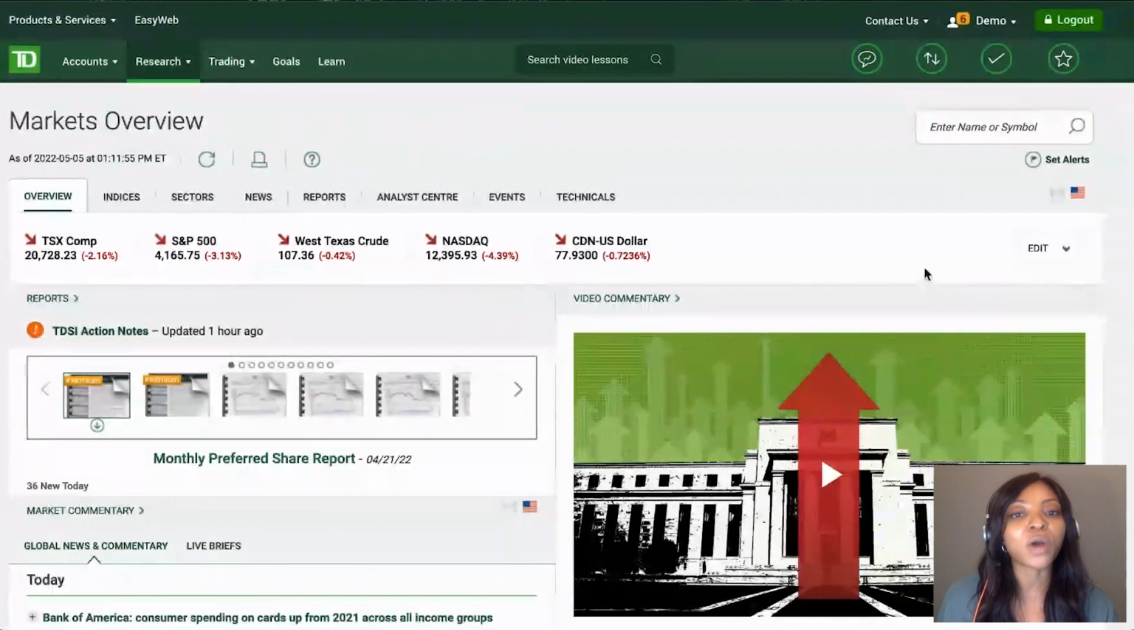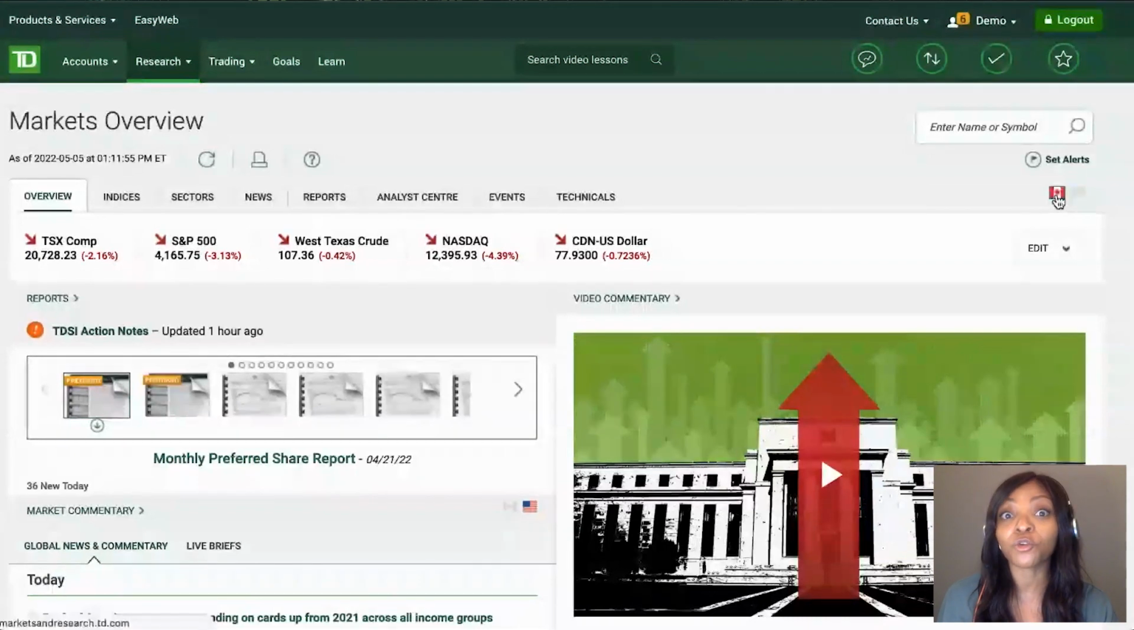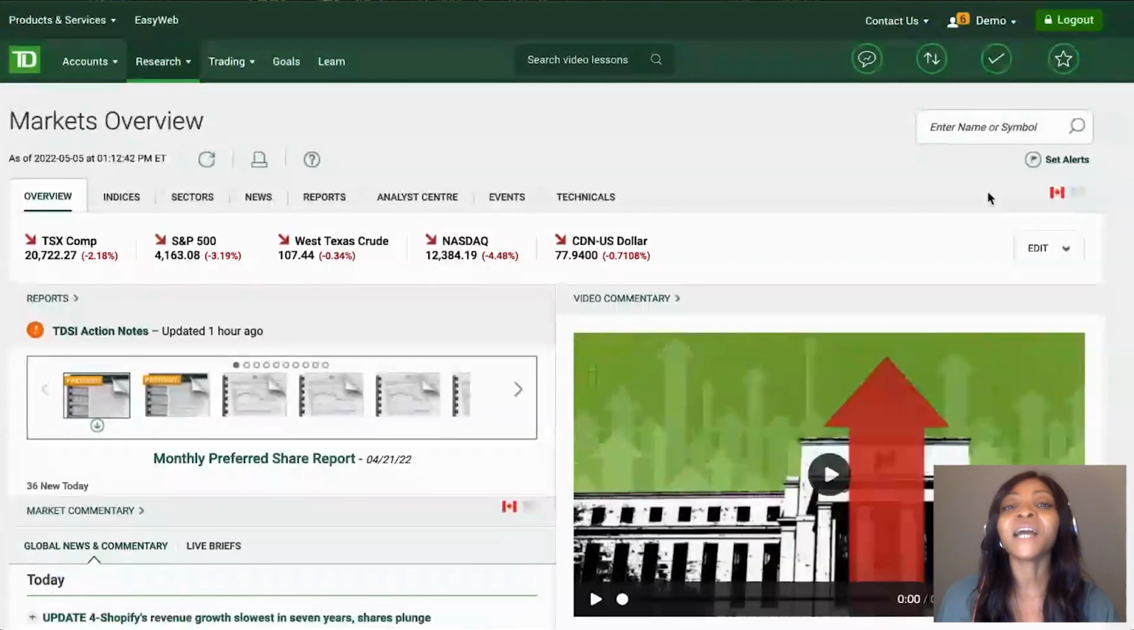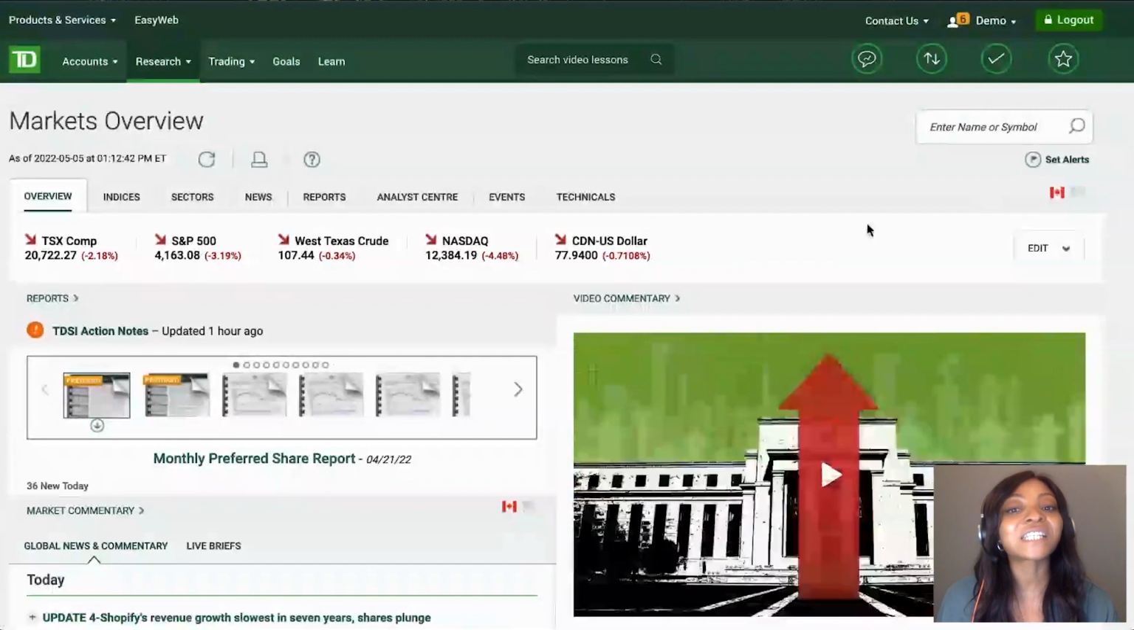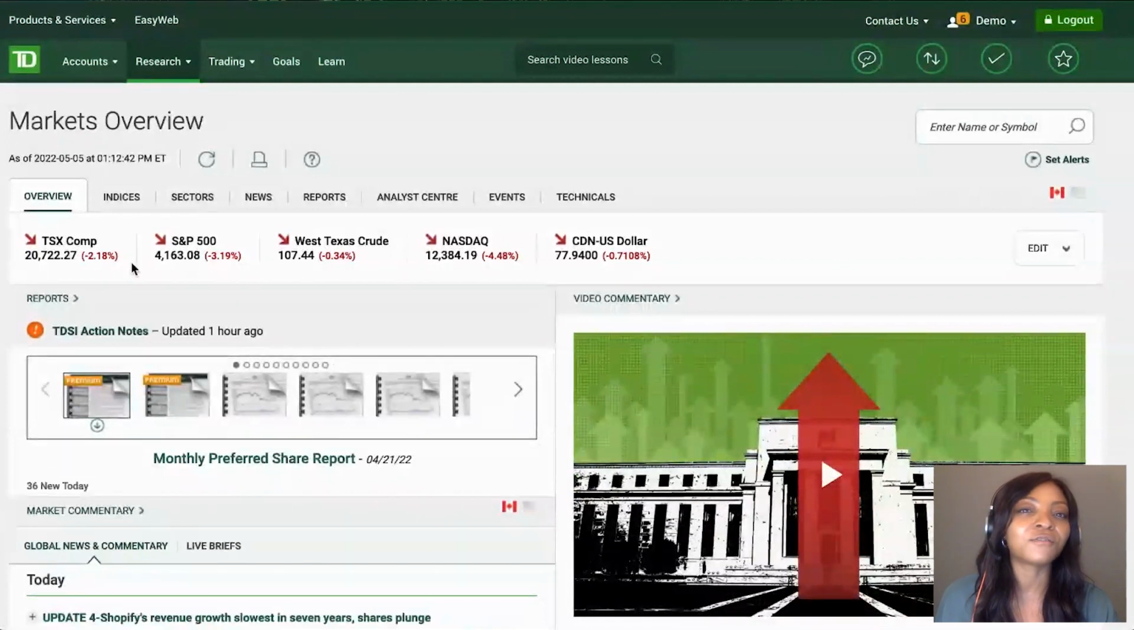For an investor as well who is interested in, let's say, the Canadian markets or the US markets, you have the option to toggle back and forth between these markets. So for instance, let's say I'm more interested in the Canadian markets, I can toggle back to a market overview for the Canadian markets. I can also, while I'm on this page, decide which major markets I want to see information about. So right now I'm able to see information about the TSX Composite, which tracks the performance of the 250 or around that number publicly traded companies in Canada.